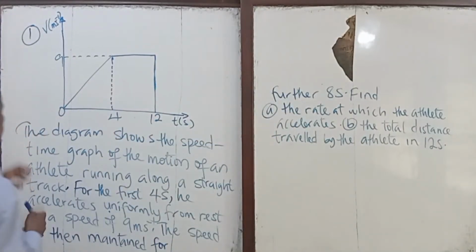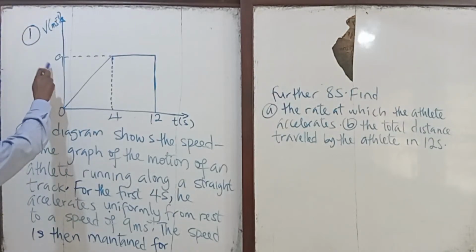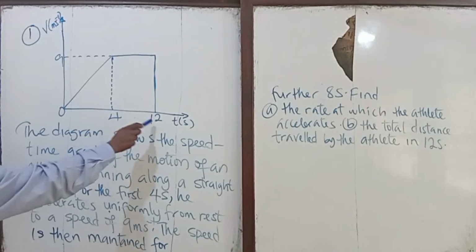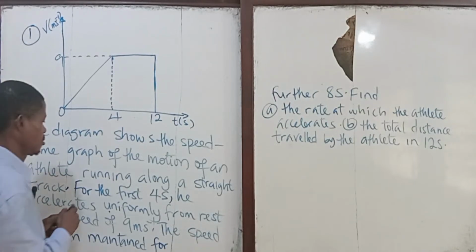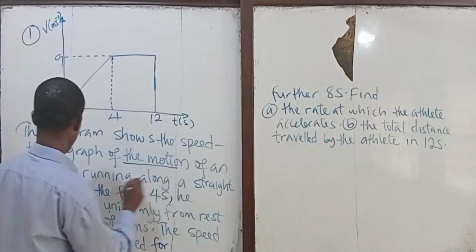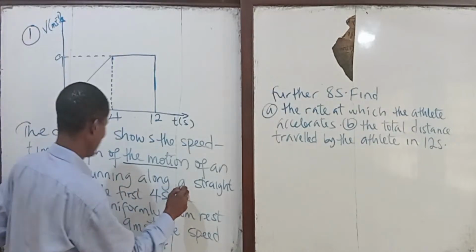We have this speed-time graph. We have 9 in this place. This is the origin. We have 4 here. We have 12 here. This is time. The diagram shows the speed-time graph of the motion of an athlete running along a straight track.